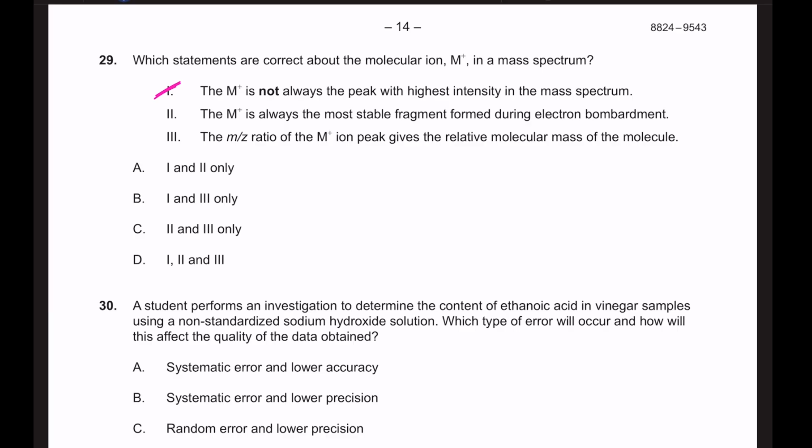Okay. M+ is always the most stable fragment formed during electron bombardment. Not correct, because if M+ is stable, there won't be any further disintegrations. And if M+ was stable, we'd always find that M+ would have the highest intensity. So that doesn't happen, so the second one is wrong. Third one, the m/z ratio of the M+ ion gives the relative molecular mass of the molecule. This is also fine, so 1 and 3 are correct, option B.